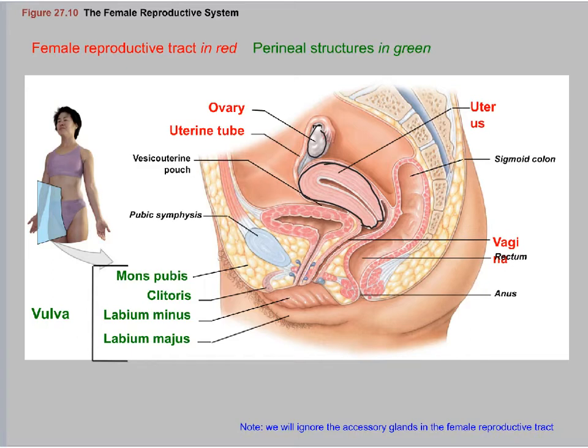We'll go through each one of these structures, beginning with the ovaries, then we'll move to the uterine tubes, then to the uterus, then to the vagina, and then lastly, we'll really quickly cover the external genitalia, which are all kind of lumped into a term that we use, which is vulva. Okay.